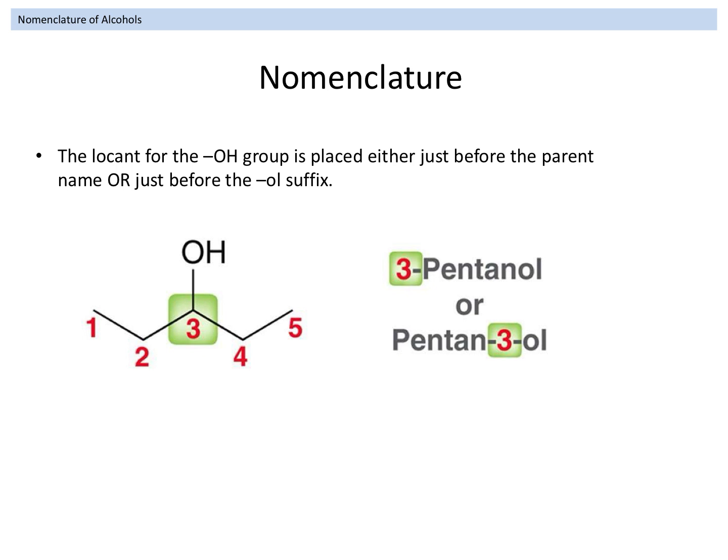First, it can be named 3-pentanol, with the locant 3 placed just before the parent name pentanol. This format clearly indicates that the hydroxyl group is on the 3rd carbon of the pentane chain, and is straightforward and commonly used. Alternatively, it can be named pentan-3-ol, with the locant 3 placed just before the ol suffix. This method also accurately conveys the position of the hydroxyl group, maintaining the same clarity and precision.